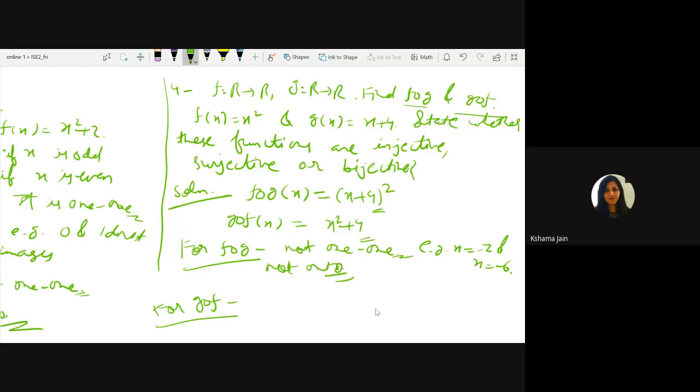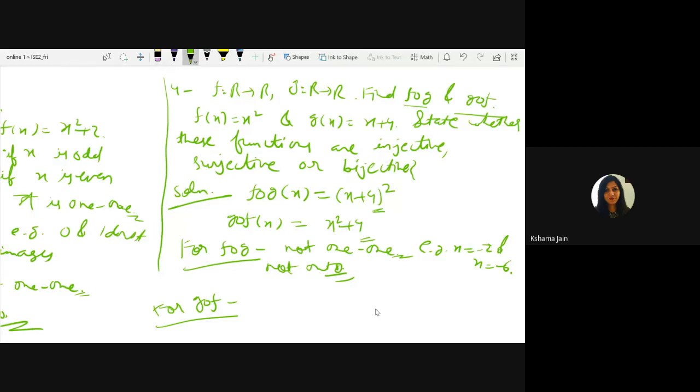Okay, so here you can say the numbers which are perfect squares have a pre-image, but the numbers which are not perfect squares will not have a pre-image. So that's why it is not onto. Now let's discuss GOF. The concept is the same for this also.